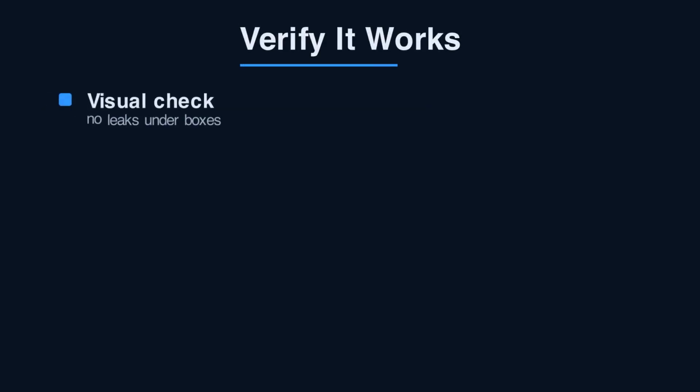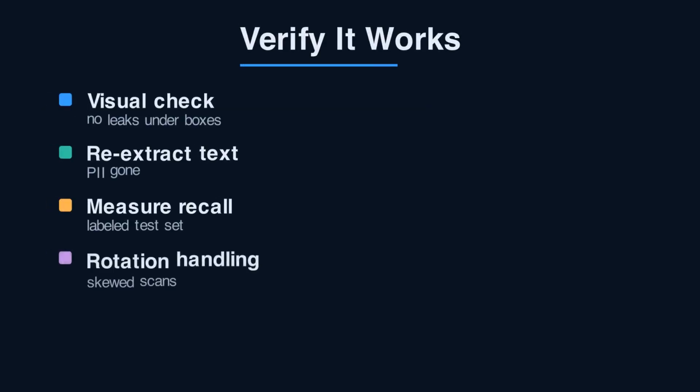Verify before you trust it in production. Render redacted pages and confirm no text leaks under boxes. Re-extract text from the output. PII should be gone. Measure recall on a labeled test set, not accuracy. Rotated scans need polygon rotation handling. Log confidence distributions to tune your threshold over time.